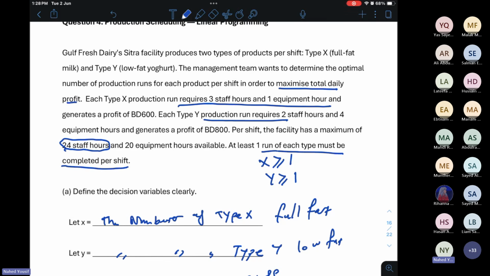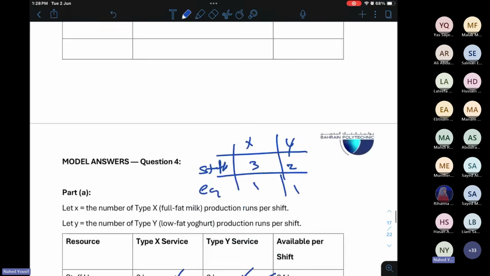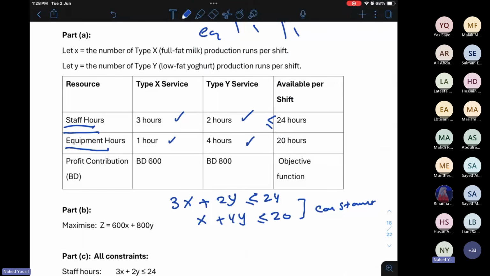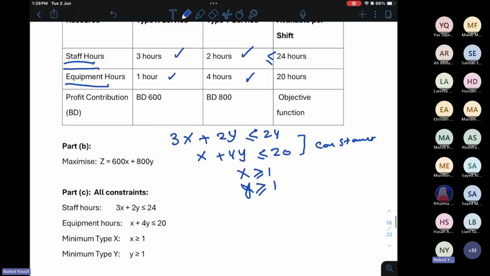So here we have an extra condition that we have to add to our model. Our model becomes 3x plus 2y less than or equal to 24, x plus 4y less than or equal to 20, plus x greater than or equal to 1 and y also greater than or equal to 1, because it's at least 1, so they can produce 1 or more. Is that clear? So these are all the constraints as given here, and they want us to maximize the profit.